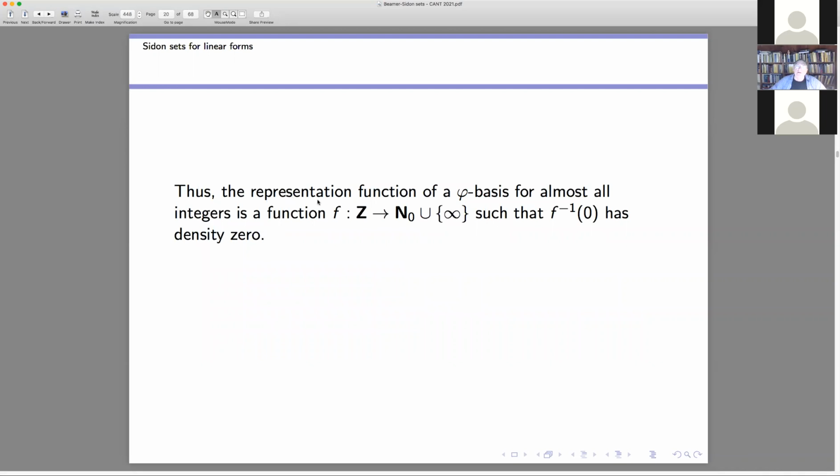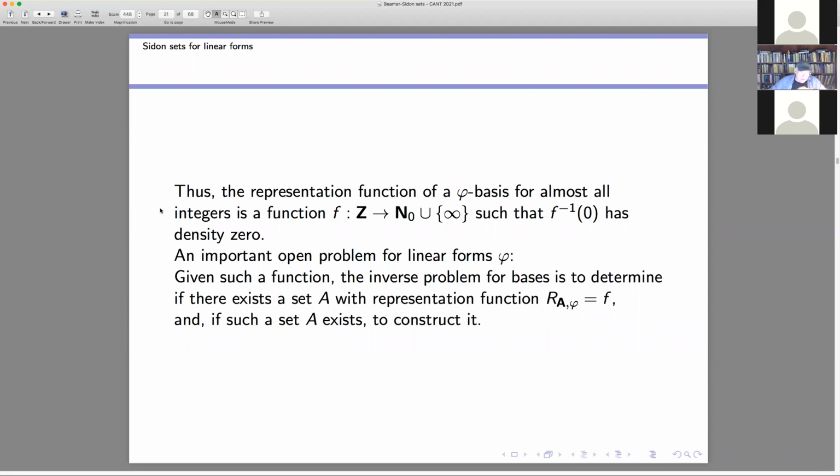So the representation function is some function from Z to the non-negative integers together with infinity, because some numbers can have infinitely many representations. But it has the property that f inverse of 0, this is the set of numbers that cannot be represented by the form, has density 0.